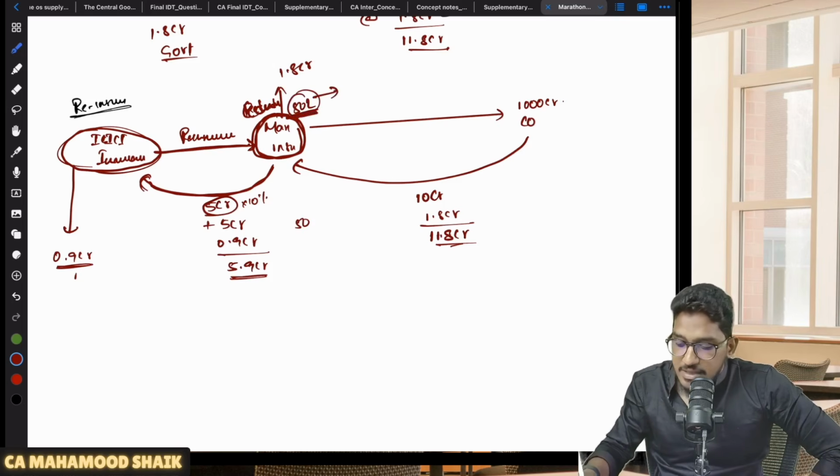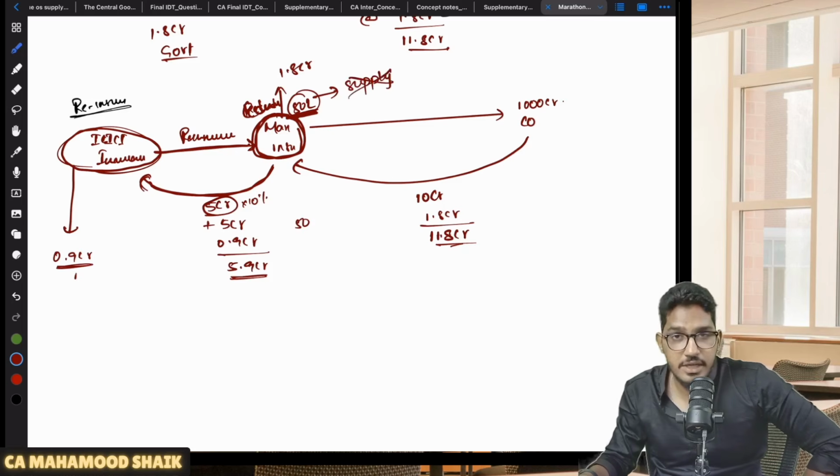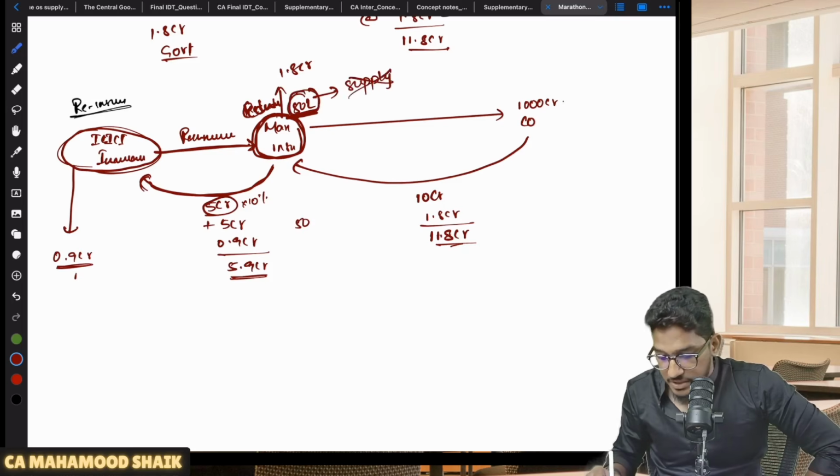Now they are saying that this ceding commission will not be treated as supply. This ceding commission will not be treated as supply. Why? Because the logic is very simple. This 50 lakh rupees of ceding commission is from the amount of reinsurance premium which has already been subjected to GST.